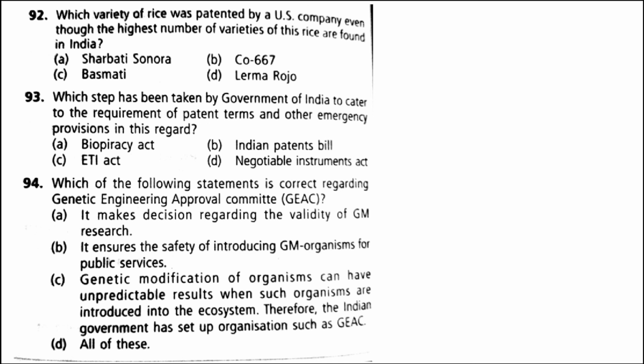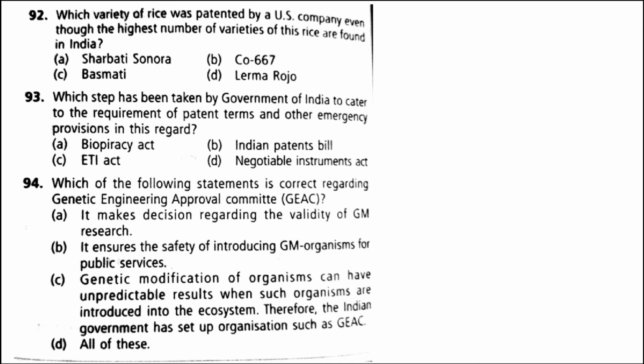The Indian Parliament has cleared the second amendment of the Indian Patent Bill. It takes into consideration unauthorized exploitation of bioresources. It also involves patent terms, emergency provisions, and research and development initiatives.